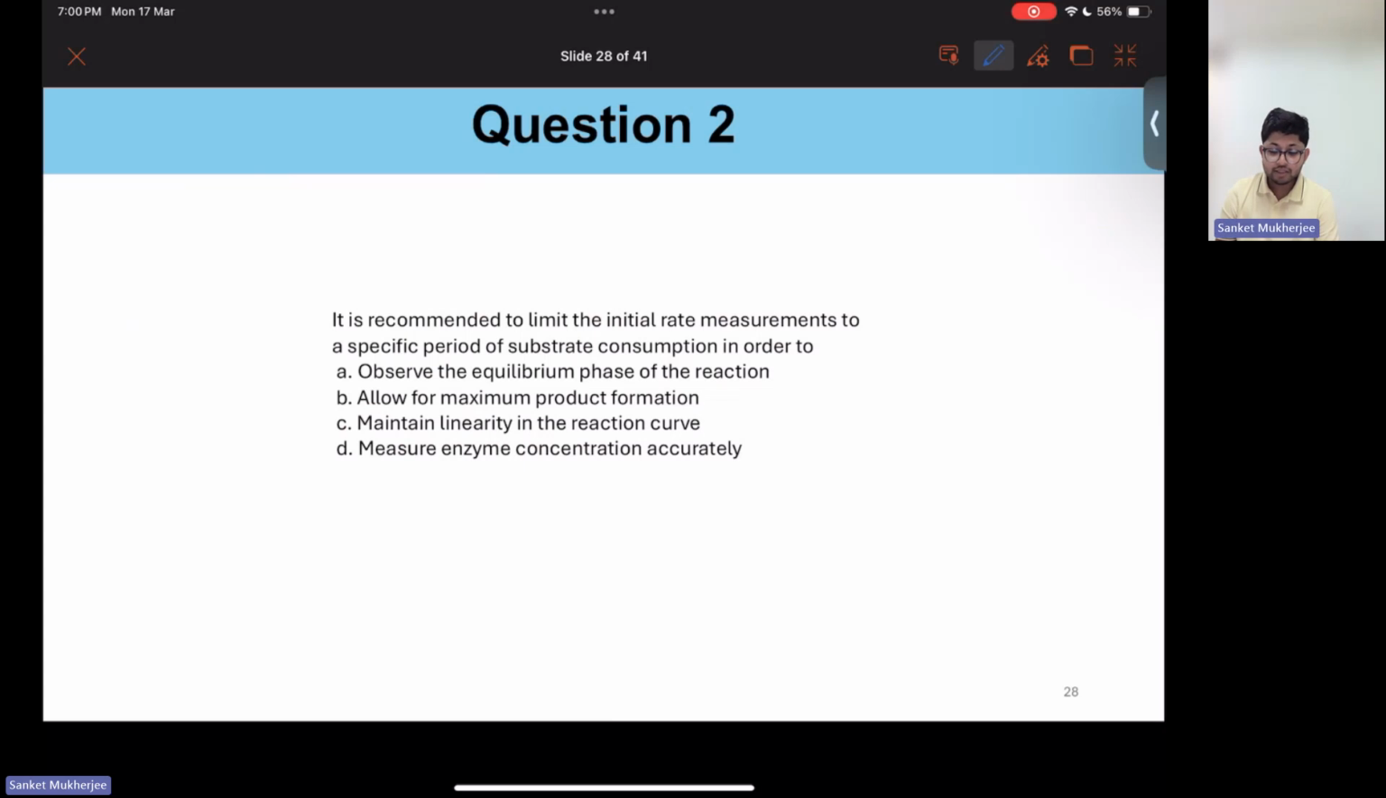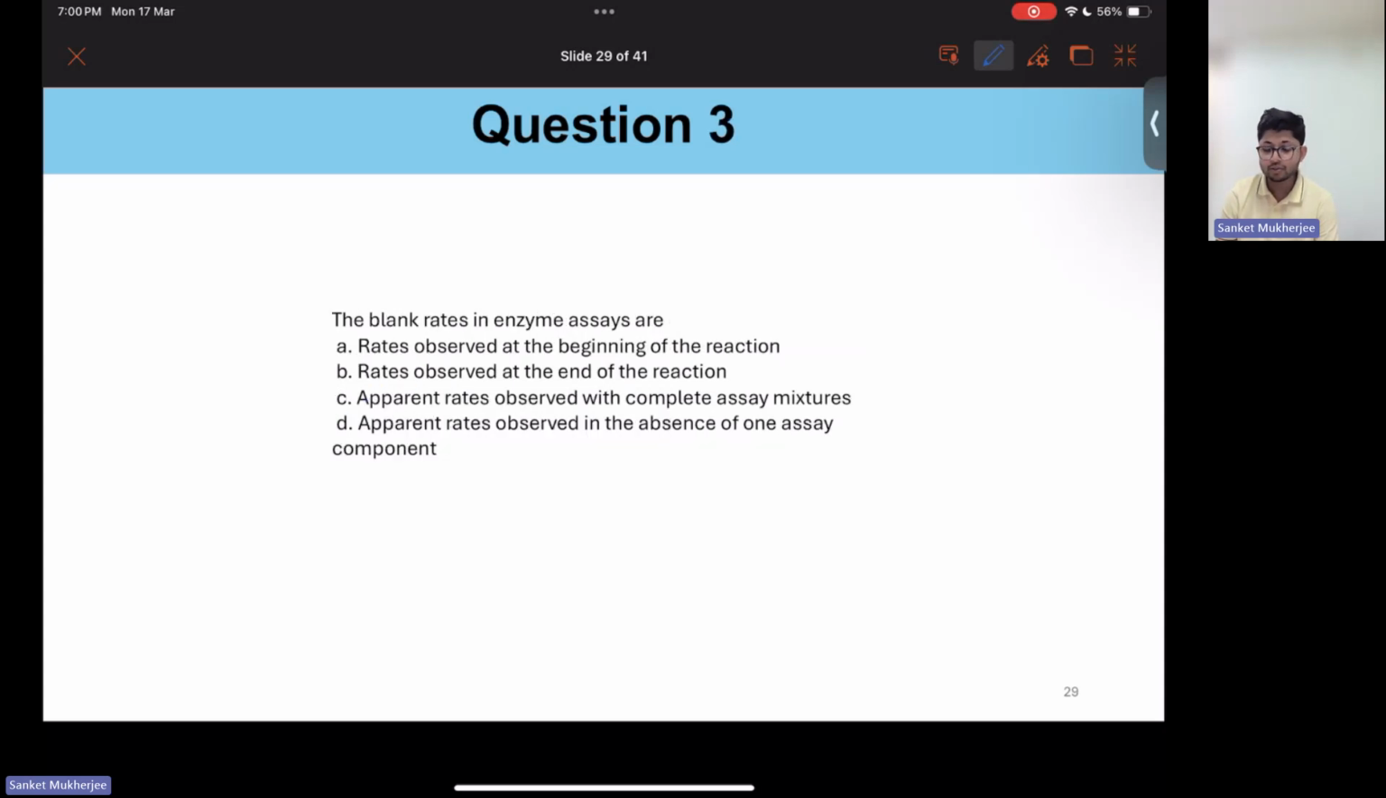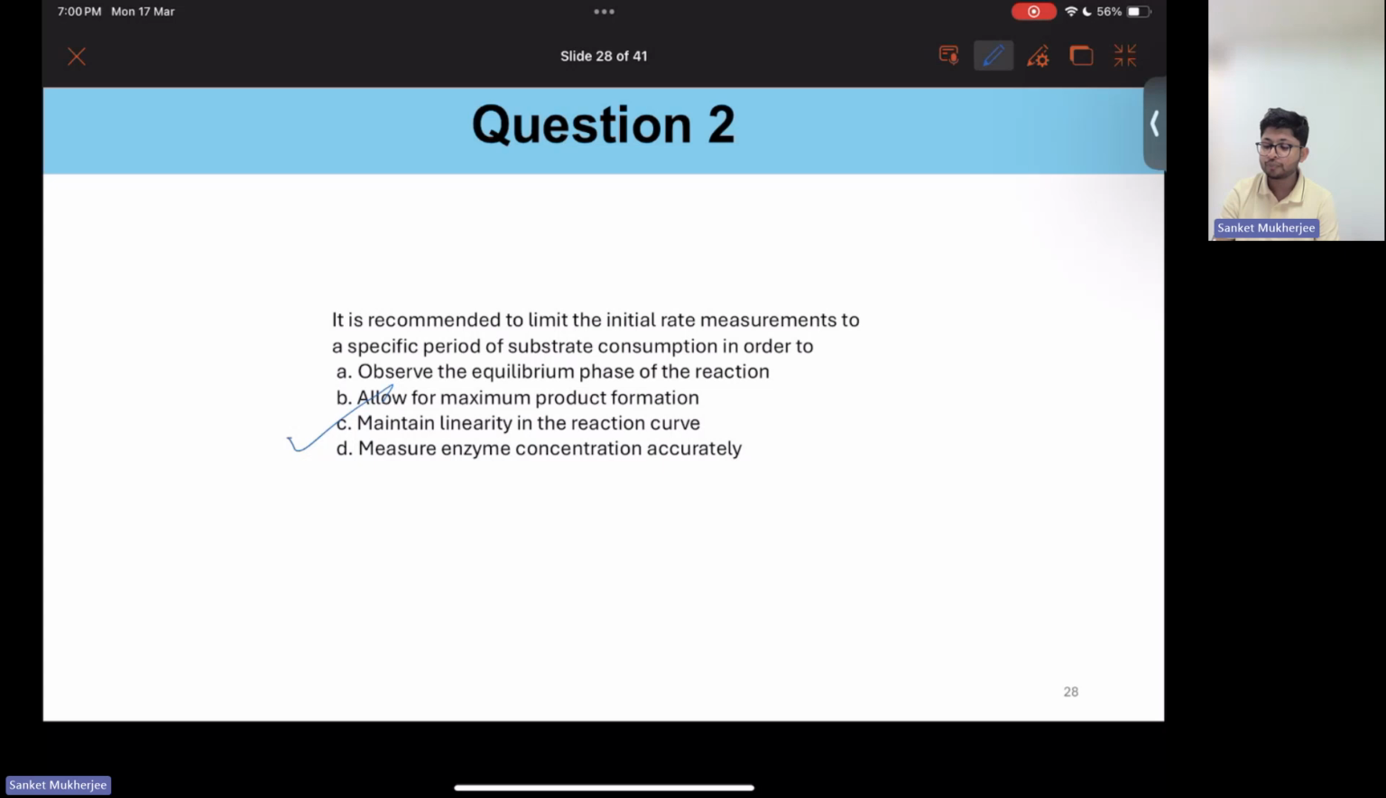It is recommended to limit the initial rate measurements to a specific period of substrate consumption in order to A, observe the equilibrium phase of the reaction, B, allow for maximum product formation, C, maintain linearity in the reaction curve, or D, measure the enzyme concentration accurately. Actually, it is to maintain linearity. We already know, after that, linearity is lost. So if this is the velocity versus concentration curve, we get something like this, right? So the linearity is lost.